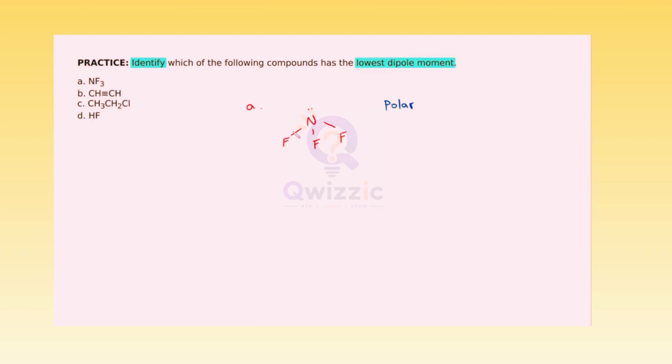And the reason for that polarity is that fluorine is more electronegative than nitrogen, so each fluorine is withdrawing electrons towards itself. So we have individual dipole moments from nitrogen to fluorine, making each fluorine partially negative. Nitrogen will become partially positive, and there's also a lone pair on nitrogen.